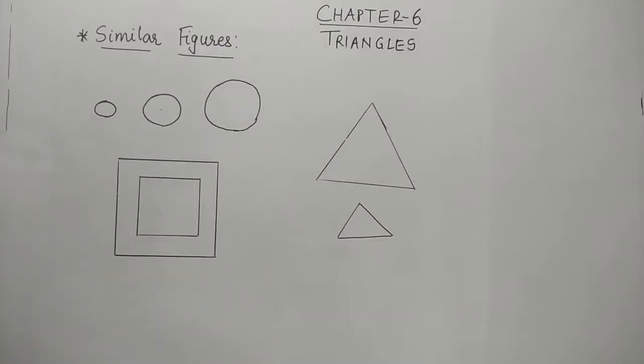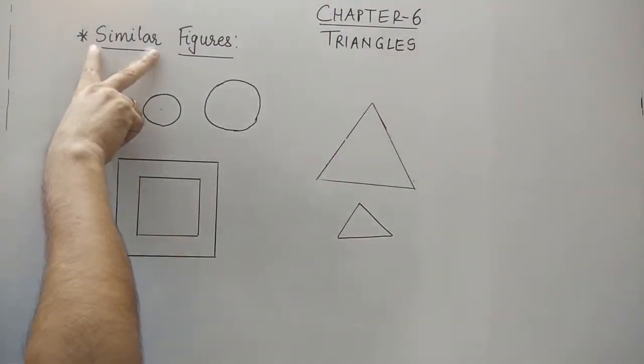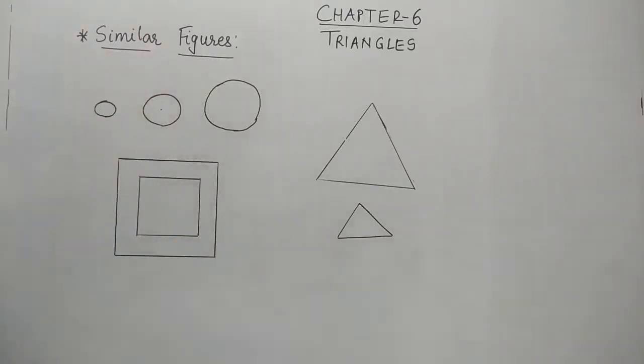So let's start with the similar figures. So what are the similar figures? Let us understand the meaning of this. We know that similar means जो equal है. But in the terms of maths, similar मतलब those who are looking almost the same. So in the terms of maths, how can we simplify the similar figures?